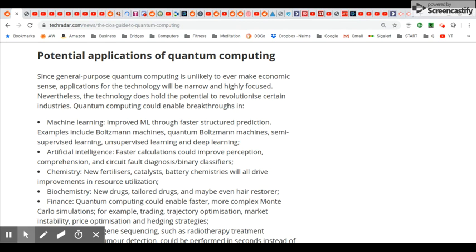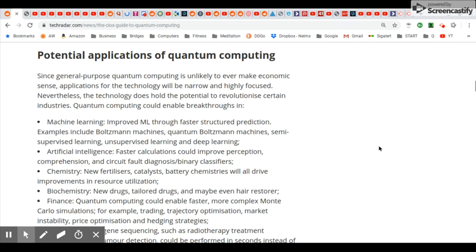Quantum computing could enable breakthroughs in machine learning, improved machine learning through faster structured prediction. Examples include Boltzmann machines, quantum Boltzmann machines, semi-supervised learning, unsupervised learning, and deep learning. Artificial intelligence. Faster calculations could improve perception, comprehensions, and circuit fault diagnosis binary classifiers.